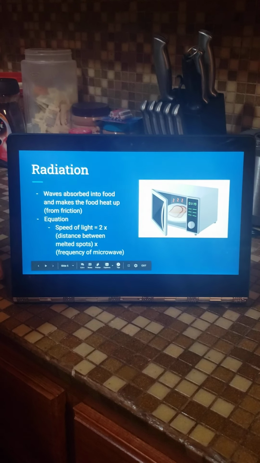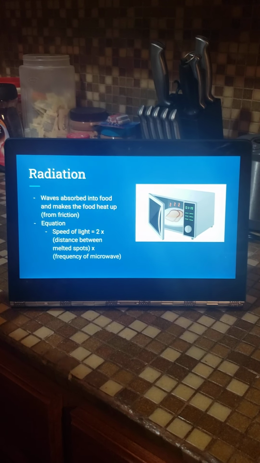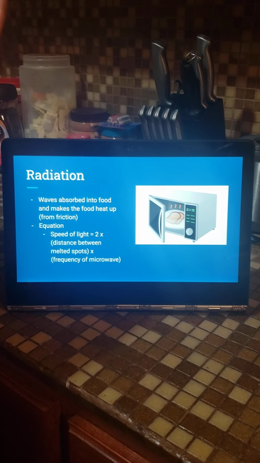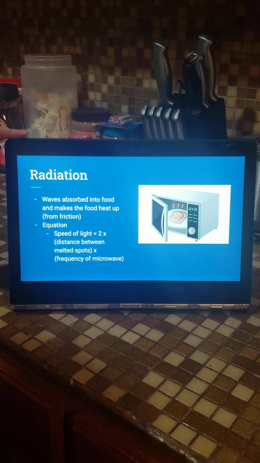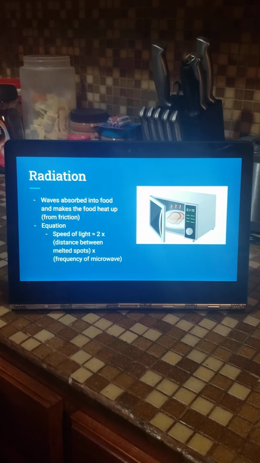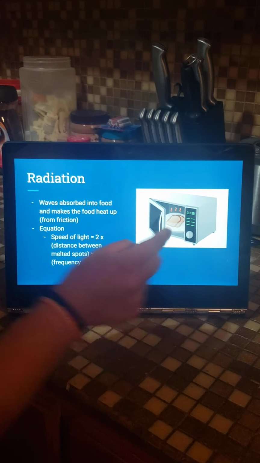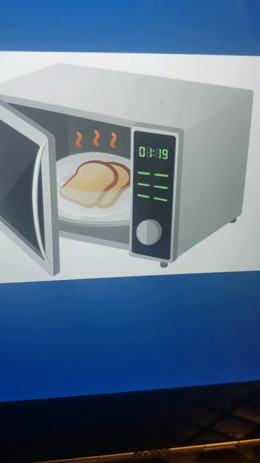And then finally, it's radiation. This is most commonly used amongst college students. I would say most of my friends use radiation because of microwaves, obviously. So this is basically when waves are absorbed into the food and make the food heat up because of the friction that's created. I included a picture here that has a little bit of the red waves and everything.